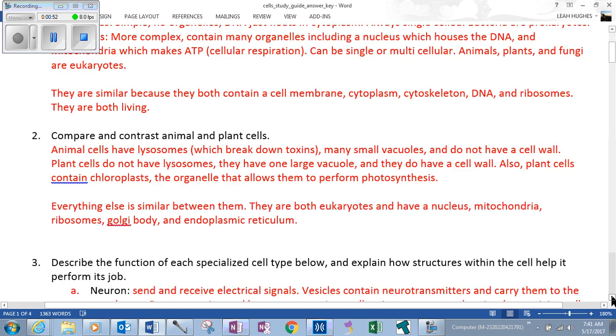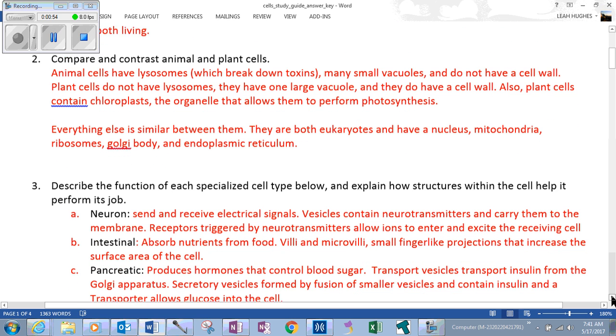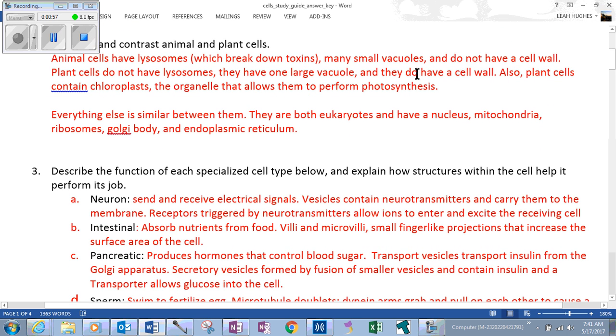Animal cells have lysosomes, which break down toxins. Many small vacuoles, do not have a cell wall. Plant cells do not have lysosomes. They have one large vacuole, and they do have a cell wall. Also, plant cells contain chloroplasts, the organelle that allows them to perform photosynthesis. Everything else is similar between them. They are both eukaryotes and have a nucleus, mitochondria, ribosomes, Golgi body, and endoplasmic reticulum.